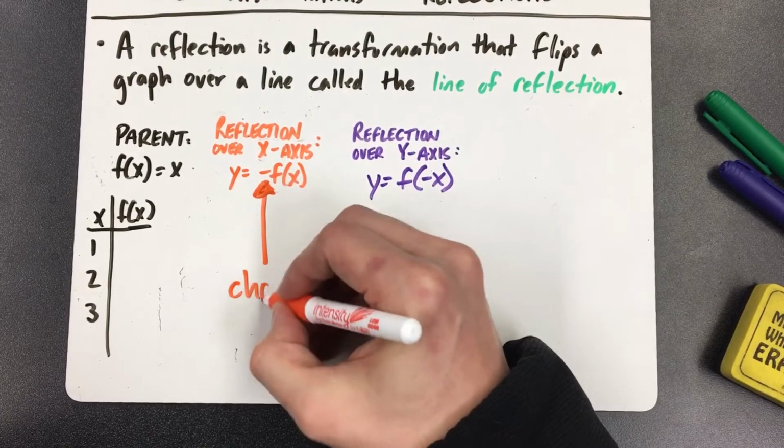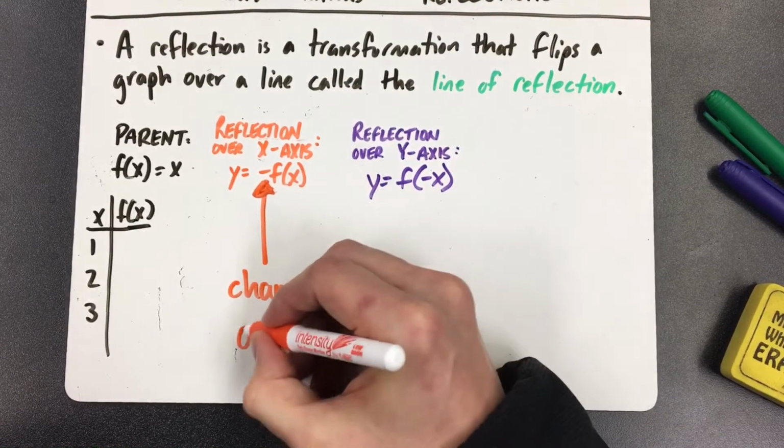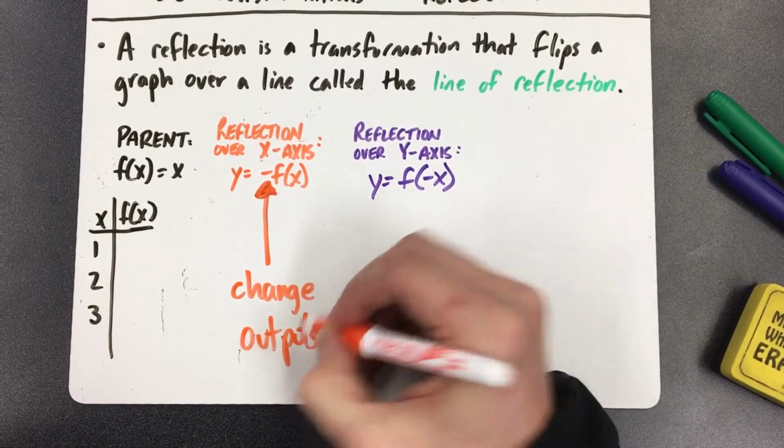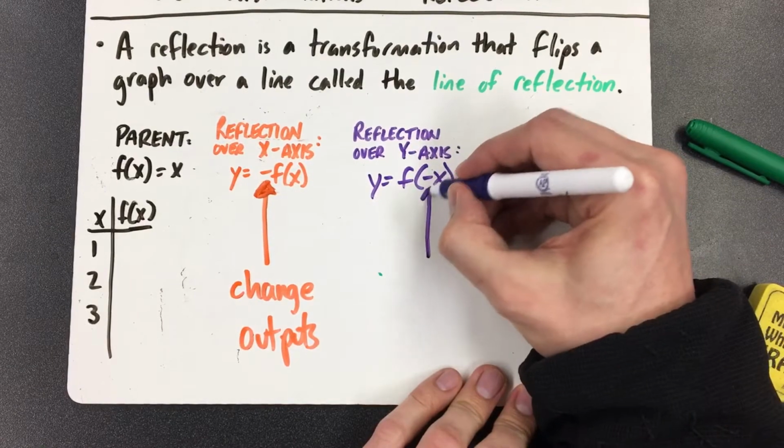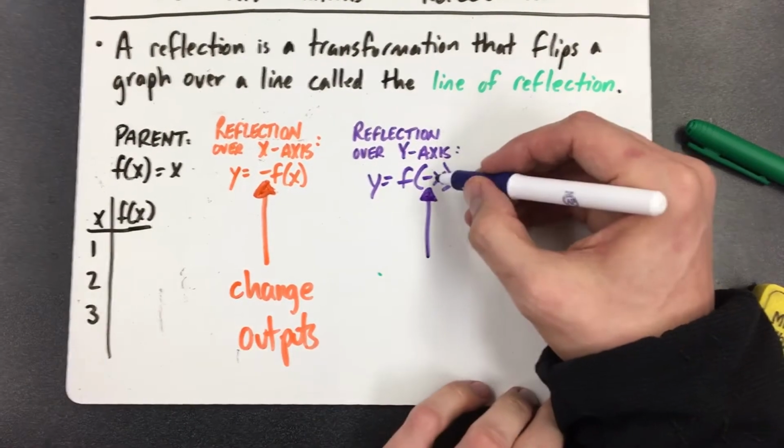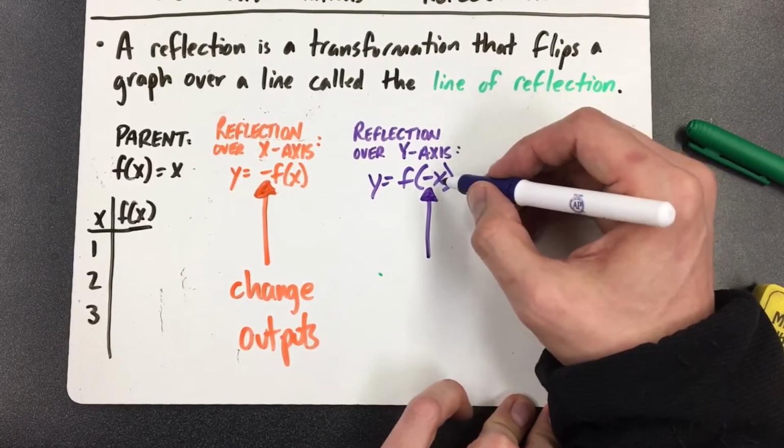This is going to change your outputs. I'll explain what this means in just 1 second. If the negative sign is in the parentheses, big difference. See how this is in the parentheses with the letter x. Now this will always be, well, it's not always, but most of the time this will be an x.